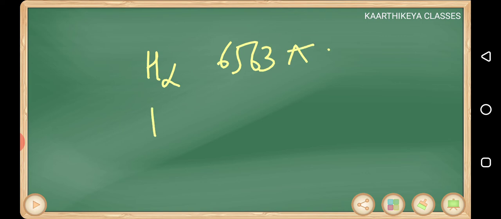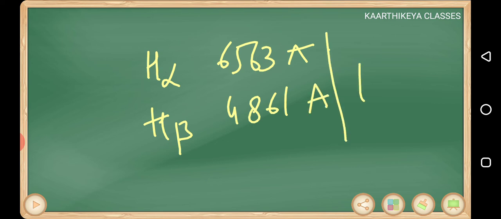The first line in the Balmer series is called the H alpha line. Its wavelength is 6563 angstroms. There is no need to remember this, but these are general things that are asked in examinations. We are discussing these in the Balmer series.